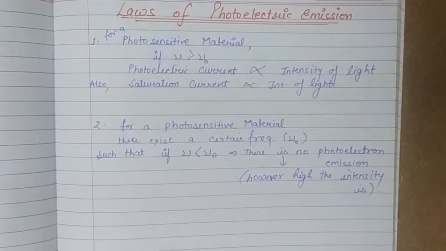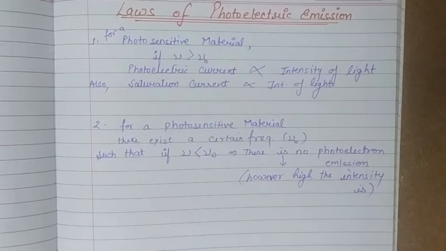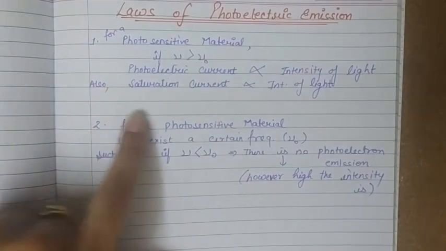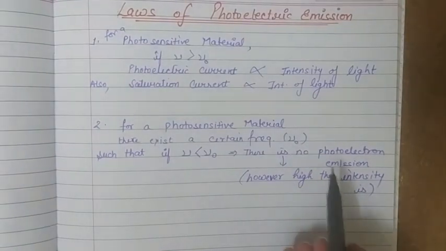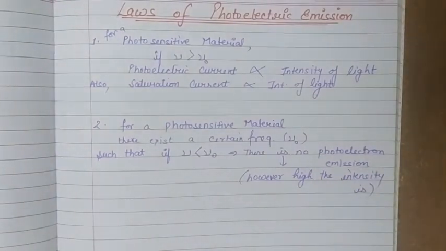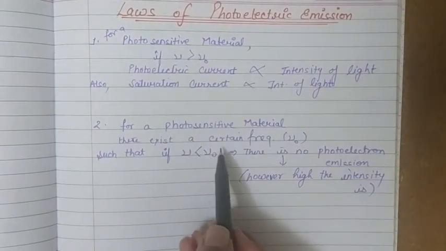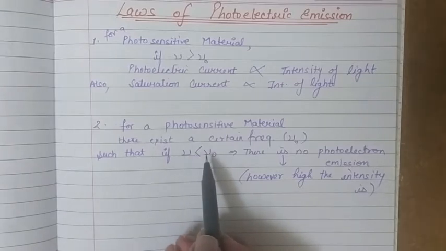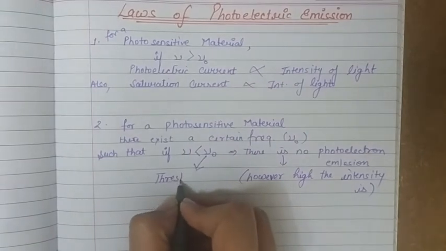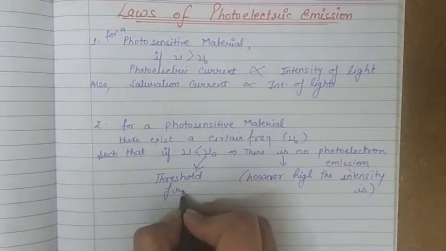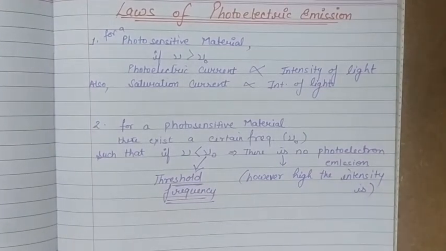Whether photoelectric emission will happen or not depends on the frequency, and how many photoelectrons will be emitted in the photoelectric effect depends on the intensity of that light. Here we are talking about whether photoelectron emission takes place or not. So frequency is responsible for that, and below this frequency nu naught there is no photoelectron emission, and we call this frequency the threshold frequency. This is the second law of photoelectric emission.